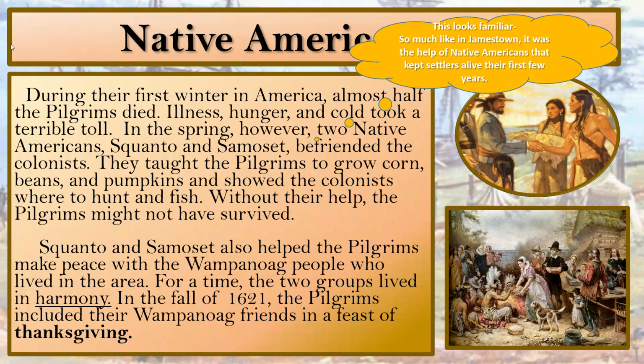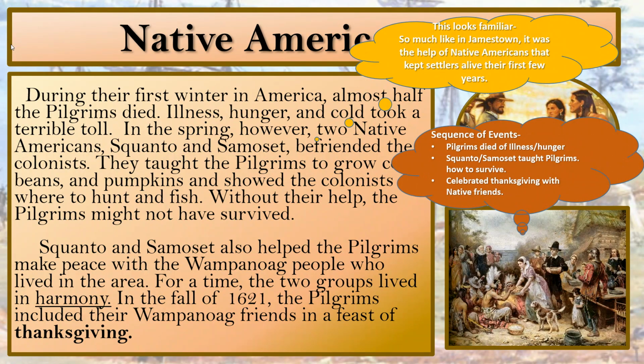Now, this looks familiar. So much like in Jamestown, it was the help of Native Americans that kept the settlers alive the first few years. So you've got to give the Native Americans credit here. I mean, they really did help out. And notice the sequence of events, right? Pilgrims died of illness and hunger. Squanto and Samoset taught the Pilgrims how to survive, and they celebrated Thanksgiving with their native friends.